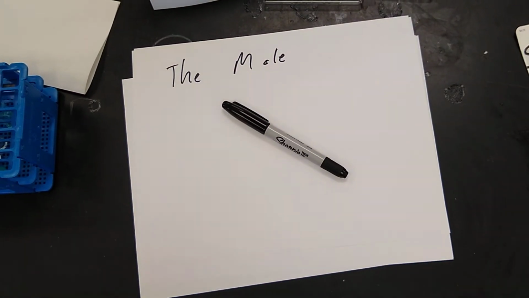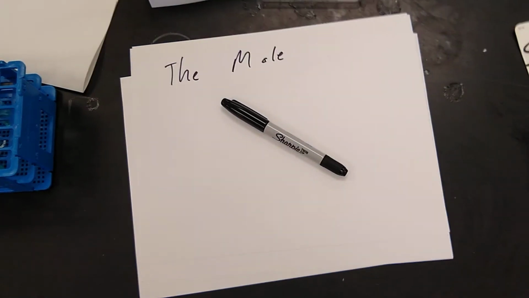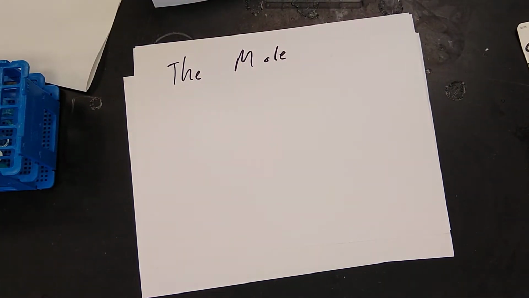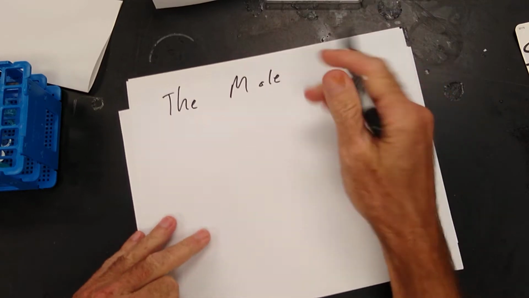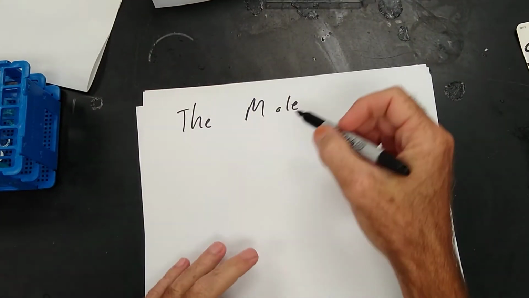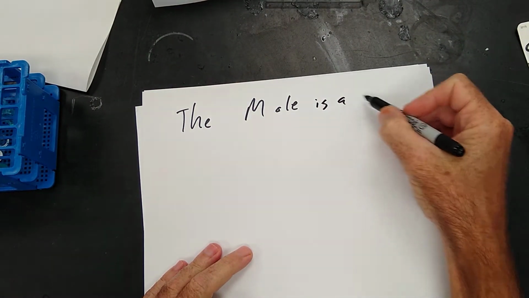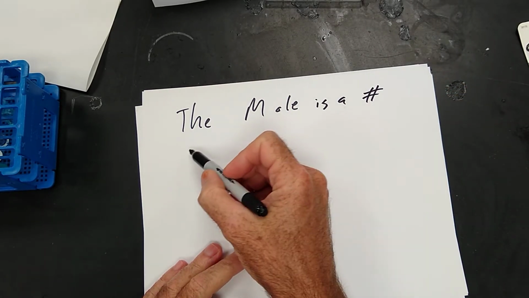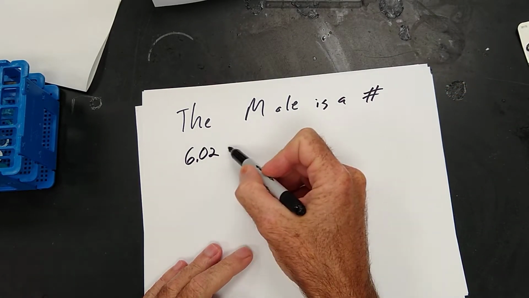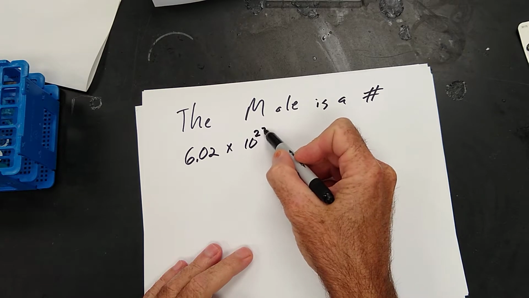All right, people, I'm going to talk to you about the mole. What is the mole, you might ask? The mole is a number. And this is that number, 6.02 times 10 to the 23rd.